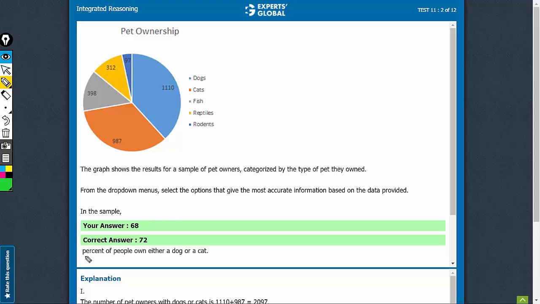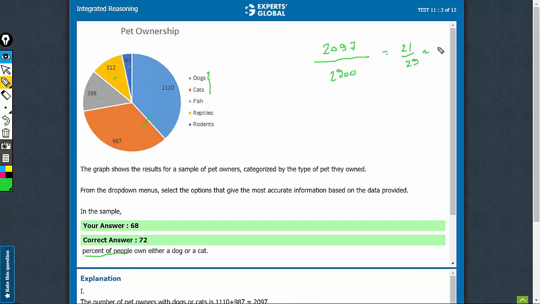In the sample, these many percent of people own either a dog or a cat. So dogs and cats, let's add these two numbers, 1110 and 987. That is 2097 out of a total of, and always use approximation, 2100 has happened here, 400, 300, 700, 800 more. So roughly 800 more, so 2900 roughly, turns out to be 21 upon 29.